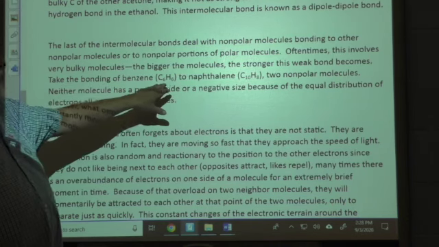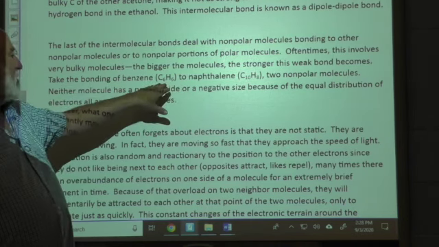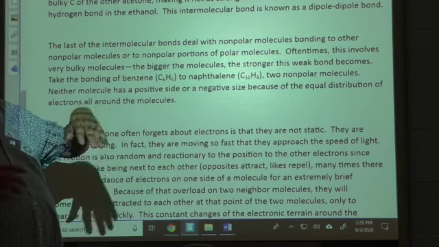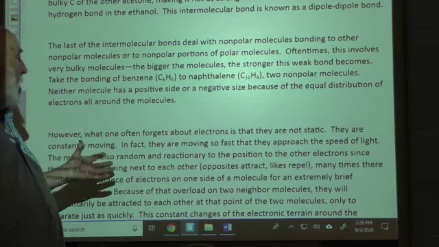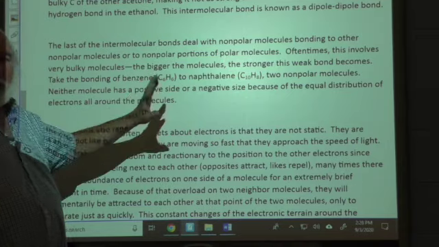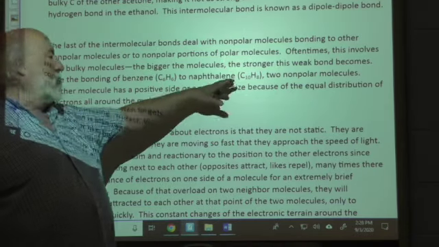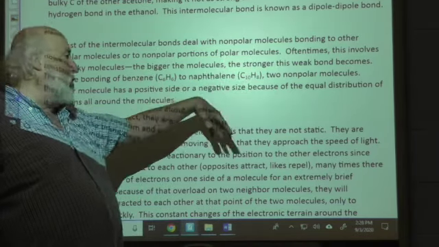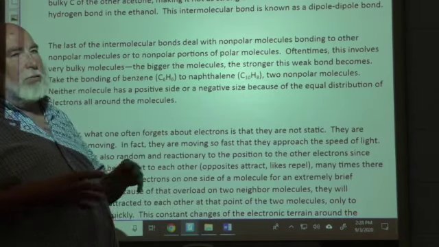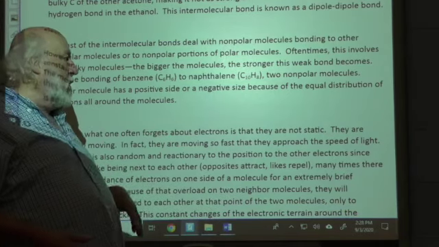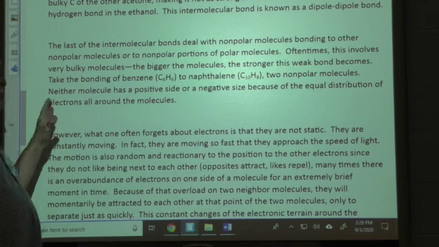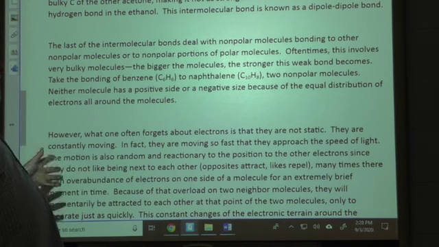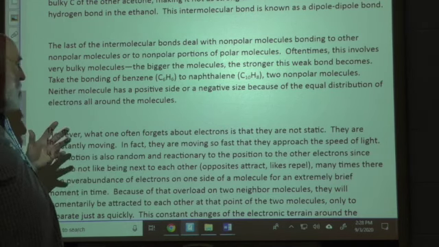Take the bonding of benzene to naphthalene. Benzene is C6H6. No other element on the carbon except hydrogen. That makes it nonpolar. Naphthalene, same thing, C10H8. Tons of carbon with hydrogens all around it, making it non-polar. Neither molecule has a positive side or a negative side because of the equal distribution of electrons around the molecule.